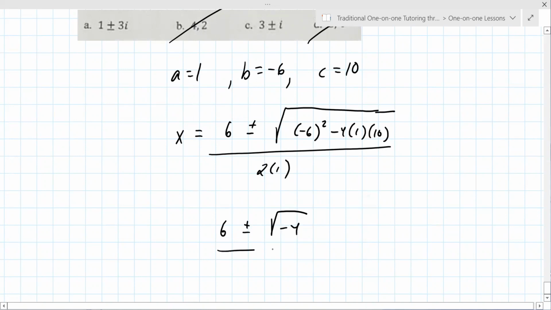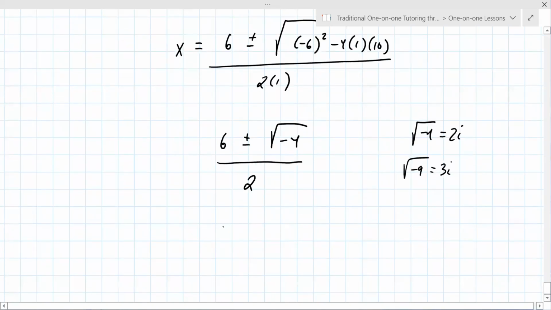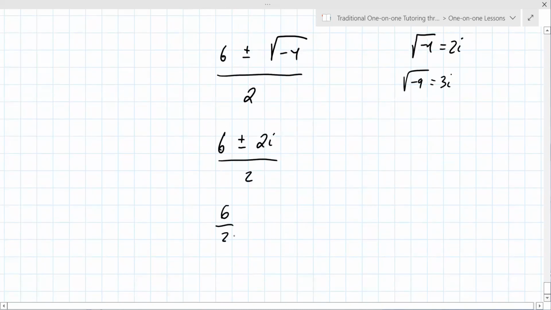6 plus or minus the square root of negative 4 is 2, and that's getting closer. So that's 2i inside here. The square root of negative 4 is 2i. The square root of negative 9 is 3i. It's whatever that number is with the i appended to it. So 6 plus or minus 2i over 2, and you have to divide both. So it's 6 over 2, 2i over 2, and that gets you down to 3 plus or minus i.